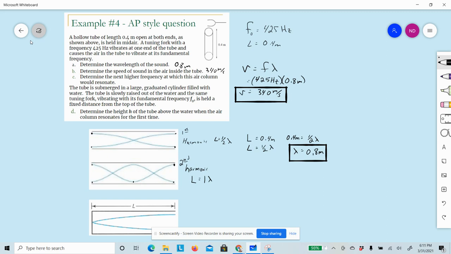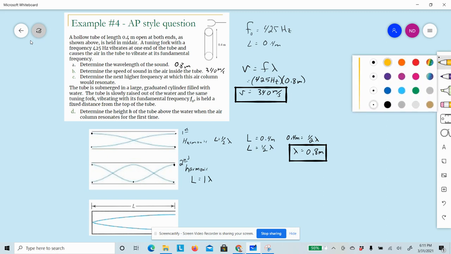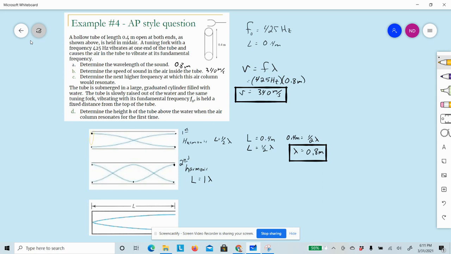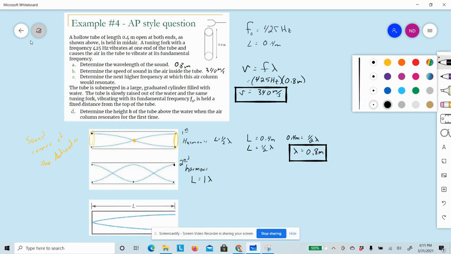The thing that's really important that I didn't say before that I want to make sure I stress now, in open pipes, these are your antinodes. Sound comes at the antinodes. If this was at the edge, there'd be no sound. Okay, very important there.